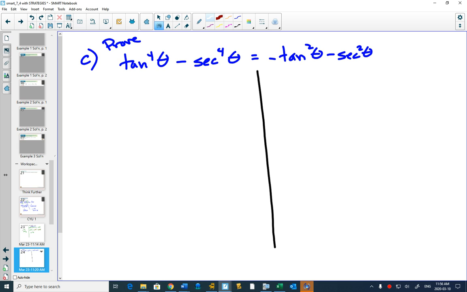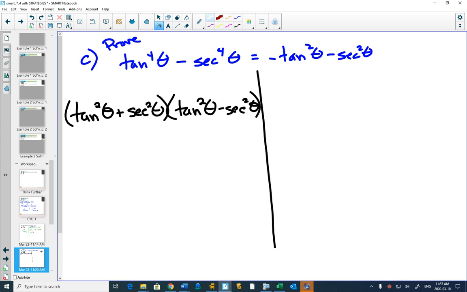Okay? But here on the left-hand side, you have to also be able to recognize that it's a difference of squares. Because how do I get tan to the 4? It's tan squared times tan squared. How do I get secant to the 4? It's secant squared times secant squared. And it's a difference of squares, so I can factor it to be tan squared theta plus secant squared theta and tan squared theta minus secant squared theta.